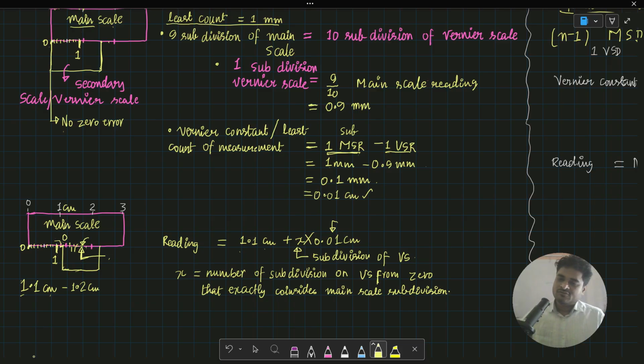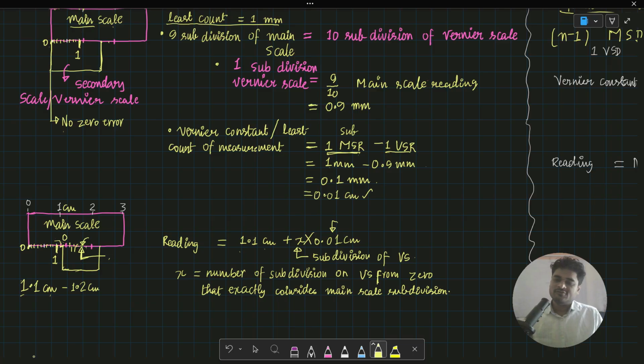So we count the number of subdivisions on the vernier scale that exactly match with a main scale subdivision, and we count how many of them there are. We say that is number x, and we multiply it with the least count of the scale, and so we'll get a reading.